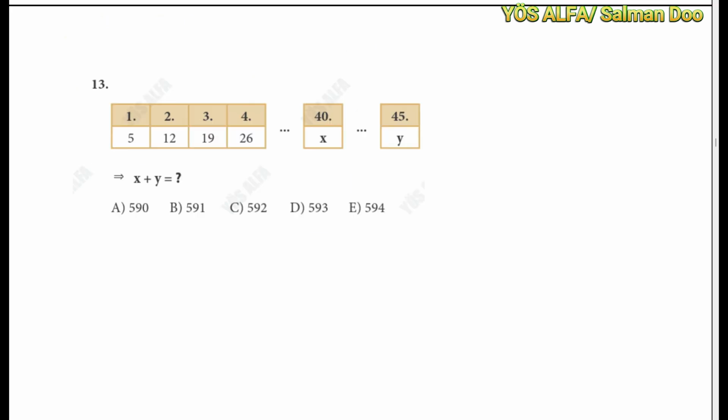So it is A. 5, 12, 19, 26. This is an arithmetic progression sequence with common difference 7. We're asked to find the 40th term and 45th term. We know that the general formula for the nth term is a plus n minus 1 times the common difference. N is the number of terms, a is the first term, d is the common difference. So if 40 is going to be, our first term is 5, so 5 plus, since the number of terms is 40, this is 39 times the common difference, which is 7. And the 45th is 5 plus 44 times 7.